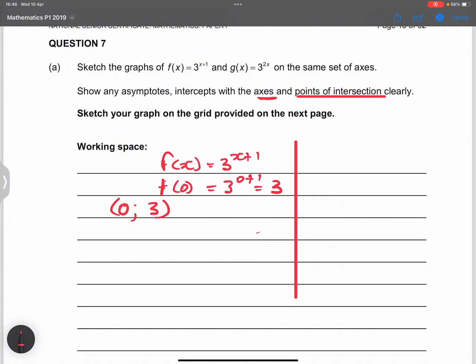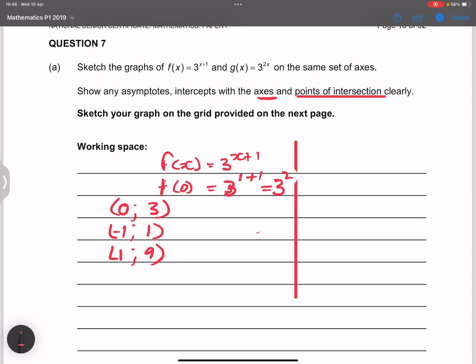Now, usually at 0 we'd get 1. But let's look at what will happen if x is negative 1. So we'll have 3 to the negative 1 plus 1. That would be equal to 0, which gives us 3 to the power 0, which is equal to 1. So we'd know at negative 1 we'd have 1. And then I would also have when x is 1, what would be the value? That will be 1 plus 1, which gives us 2. So 3 squared would give us 9. So these are the points that I'm going to follow.